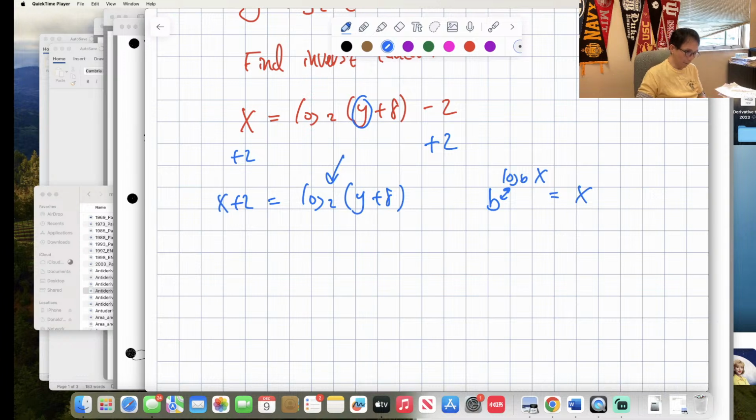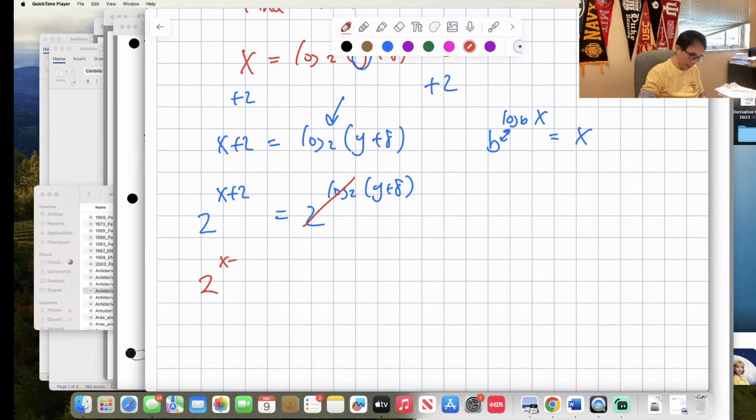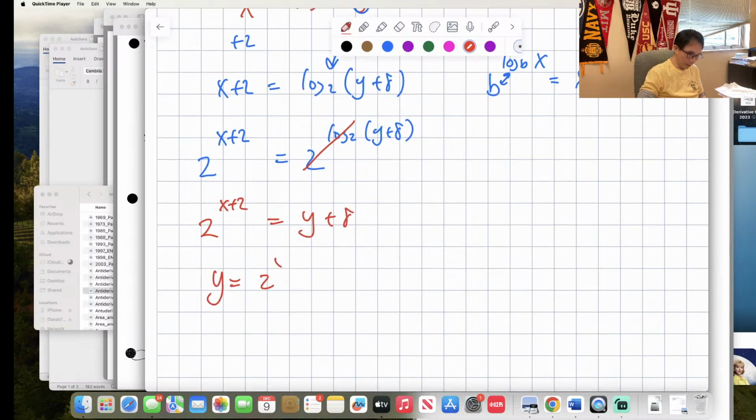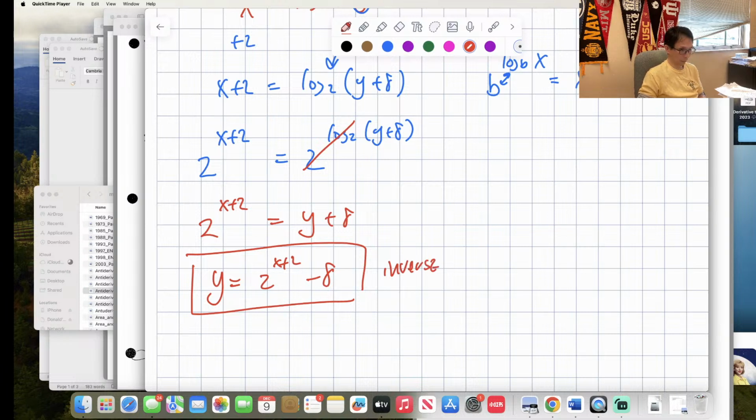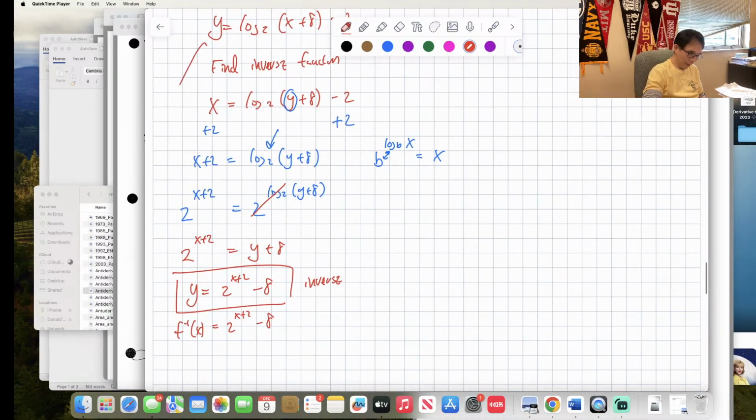They can cancel out. So what we can do is raise the power: 2 to the x plus 2, and I have 2 to the log 2 of y plus 8. These two things cancel out. So it'll be 2 to the x plus 2 equal to y plus 8. And then y equal to 2 to the x plus 2 minus 8. And this is the inverse. Or you can say f inverse of x is equal to 2 to the x plus 2 minus 8. So the inverse function of this is this.